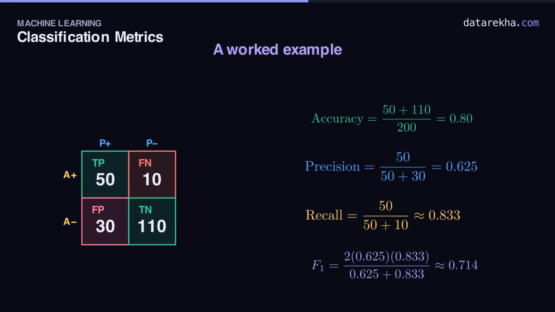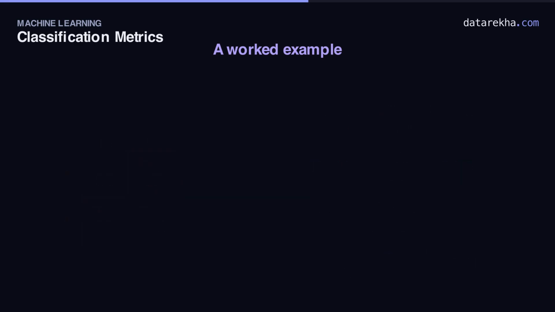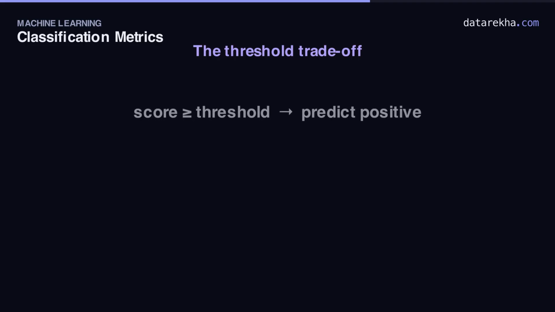One honest reading. 80% accuracy sounds fine, but recall of 83% means 1 in 6 real cases still slips past. And precision of 62% means a chunk of our alarms are false. Accuracy alone hid both. The matrix showed them. Where do these counts come from?